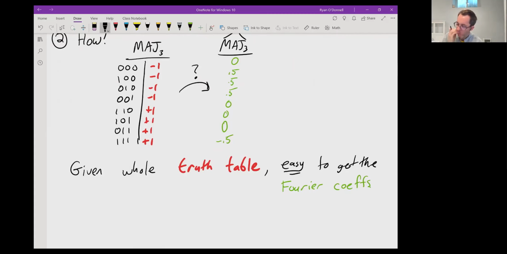But this relies a little bit on this word given. Remember, this truth table is 2 to the n different numbers. And so is this set of Fourier coefficients. It's 2 to the n different numbers. So if n is like 10, so 2 to the n is 1,024, it's very fine to just list off the 1,000 truth table entries. And then you can do a simple algorithm that lists off the 1,000 Fourier coefficients and you're done.